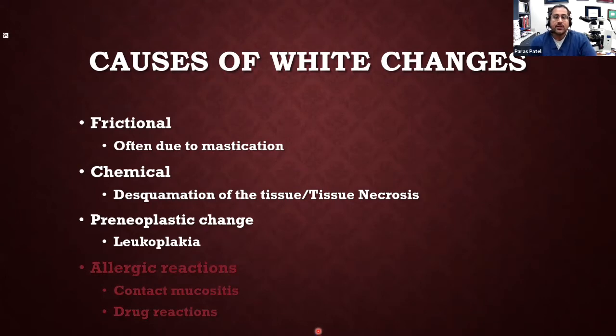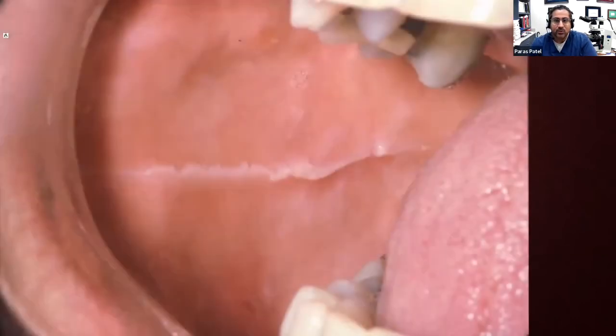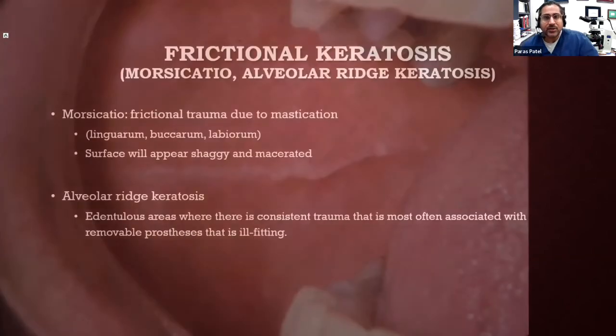So linea alba is one of the most common things you'll see in practice. Most of us are pretty much aware of this. It's this little white band that runs along the occlusal plane, typically as a result of constant irritation from the teeth, or some sort of little suction habit that takes place, and it's not necessarily parafunctional, but it's just enough to cause this white change that is really something that is insignificant. No need to actively treat or biopsy these patients.